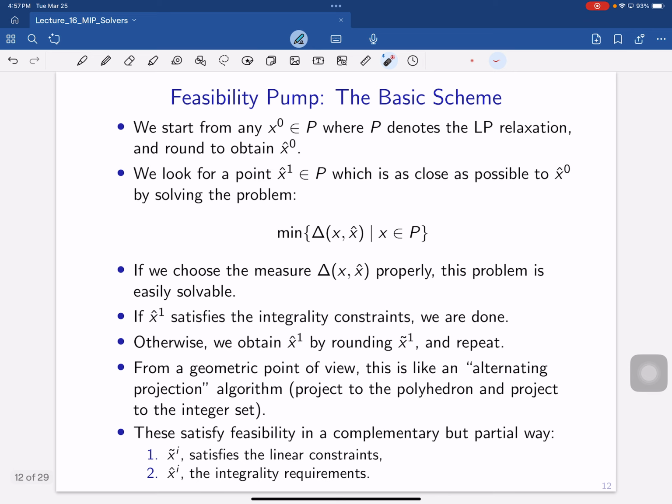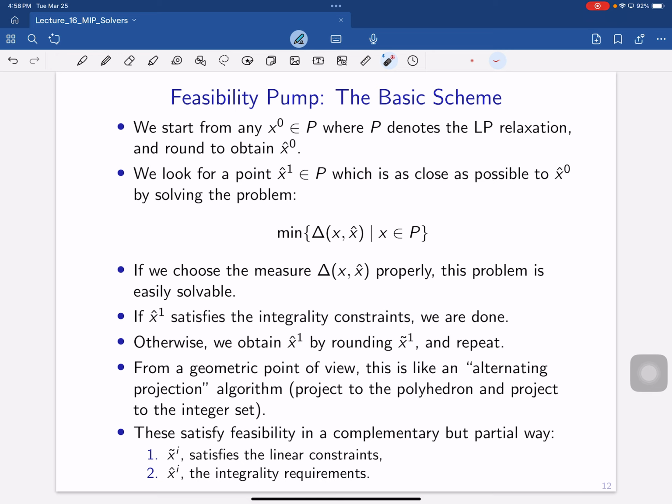Okay, so now let me talk about what is probably the last heuristic I would like to talk about, called feasibility pump. Again, before looking at the math, let's talk about the intuition of this problem. Now, in solving a mixed integer linear programming problem, there are essentially two sets of constraints. One set is the linear constraints, Ax less than or equal to b, and the other set is the integrality constraints.